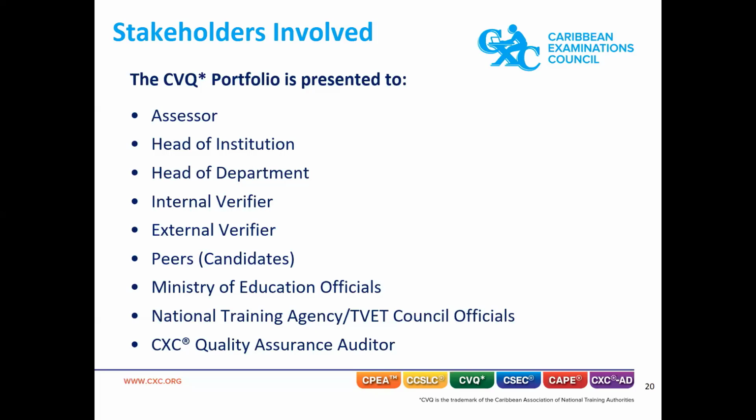Then we have the external verifier. Now the external verifier now is this person now who is coming to look at whether or not you are really competent. So they're trained by the National Training Authority. Remember what I was saying to you about the partners and what they do? So the internal and the external verifiers are trained by the National Training Authority. And the external verifier, his or her role now is to make sure that they're acting on behalf of the National Training Agency to say that you are certified.